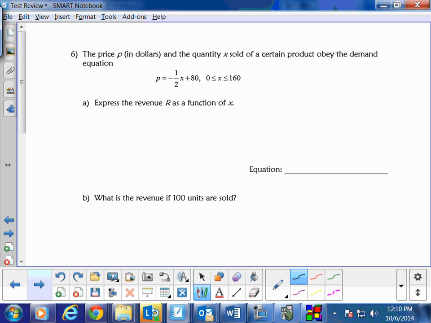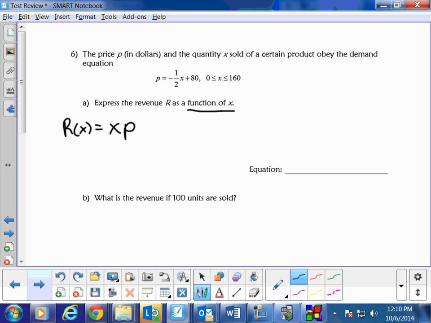Okay, now this one has to do with revenue as a function of x. Now you have to remember, one of the things you have to memorize is revenue. Revenue is expressed in terms of x and p. And when you want it as a function of x, that means you cannot have this expressed with p, price. It needs to be expressed everything as quantity. So with this first one here, this one's already been solved for you, so it's kind of easy since it's already been set up for you.